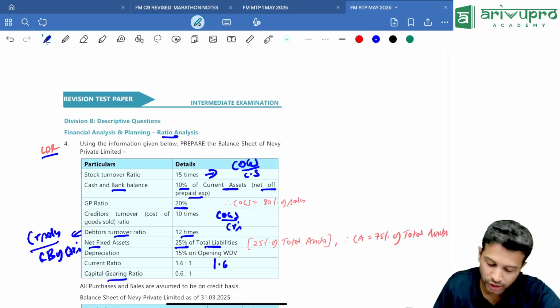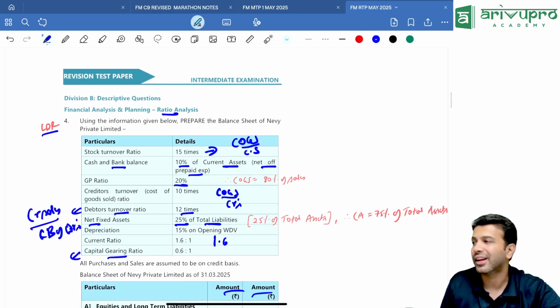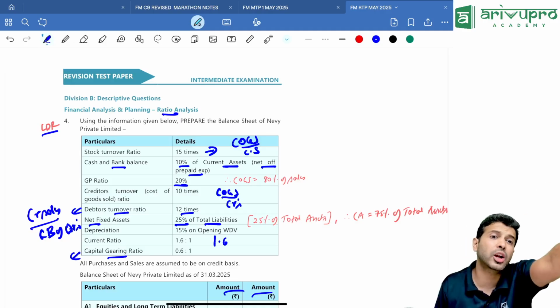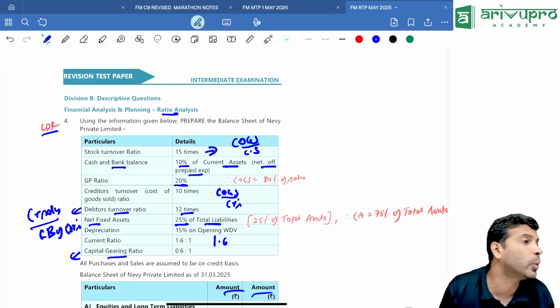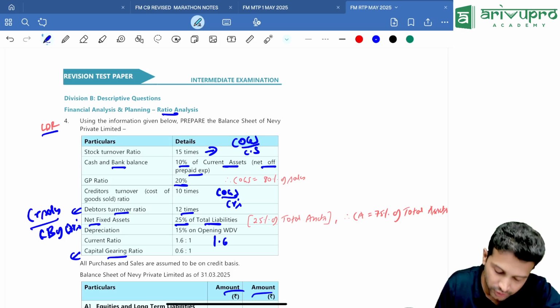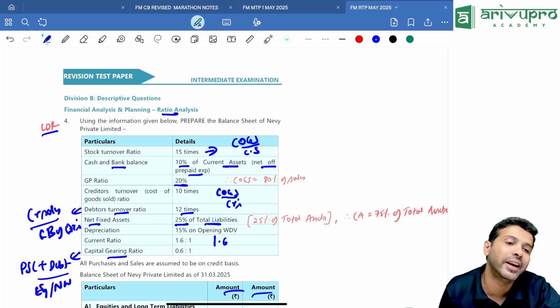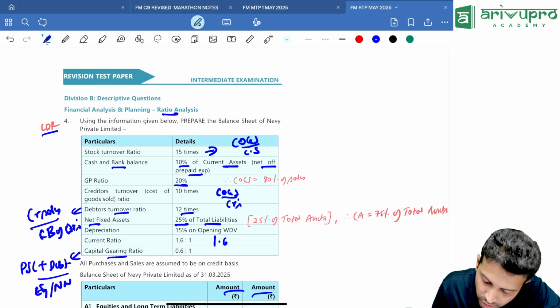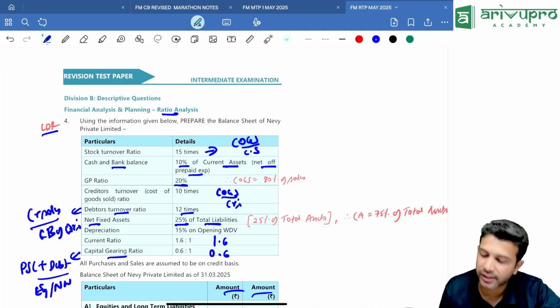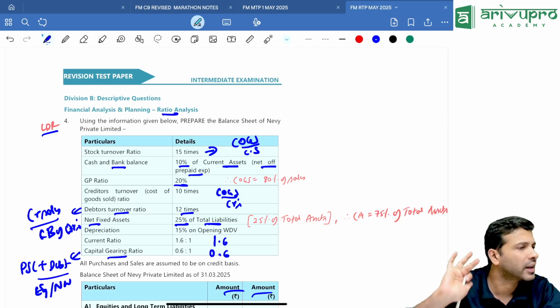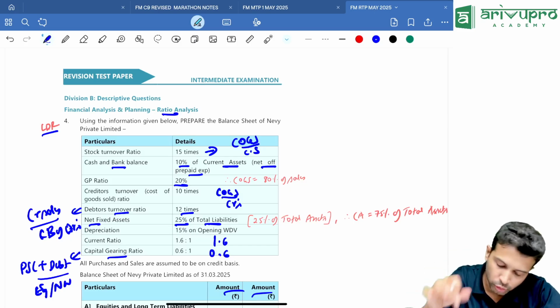Capital gearing ratio. So how do you get capital gearing ratio? Gearing ratio means using fixed cost instrument to increase equity's return. So what are the fixed cost instrument? Preference share capital plus debt divided by equity, or you can also call it as net worth. That is given as 0.6:1, means it's indirectly nothing but 0.6. We'll see where you can use this information. This is what they have given.